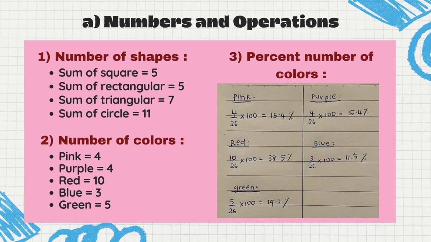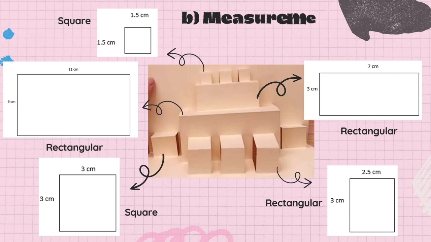Here is the percentage calculation of the number of colors. In this calculation, I use basic arithmetic operations such as multiplication and division. I also use basic arithmetic operations such as addition to calculate the total dimensions of the pop-up elements and the number of colors. The second mathematical element is measurement and geometry.